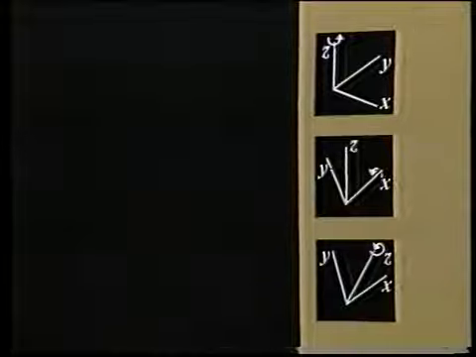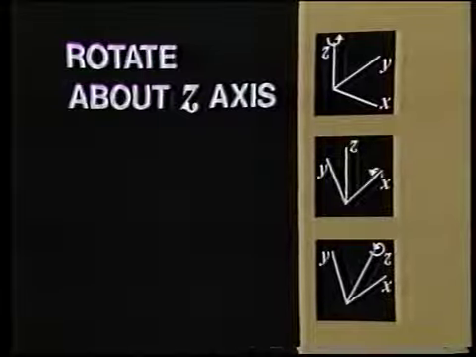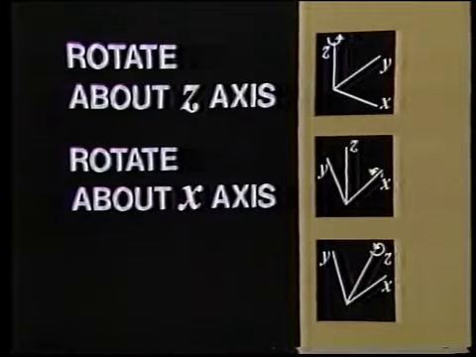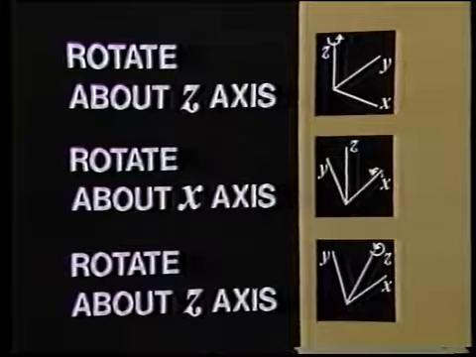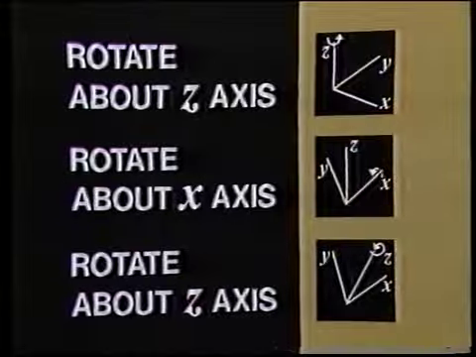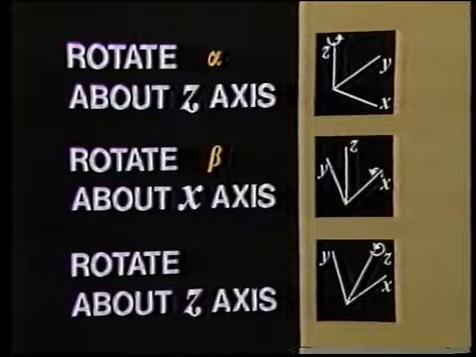So there are three steps in the reorientation. First, we keep the z-axis fixed and rotate about the z-axis. Second, we keep the x-axis fixed and rotate about the x-axis. Thirdly, we finish the job with a rotation about the z-axis. Now, when we do a rotation, we record that by measuring an angle. So the first rotation will be a rotation through some angle alpha. The second rotation will be through some angle beta. And finally, a rotation through gamma will finish the reorientation.